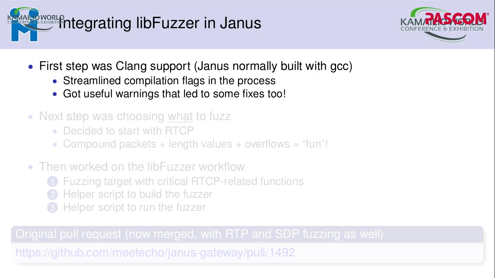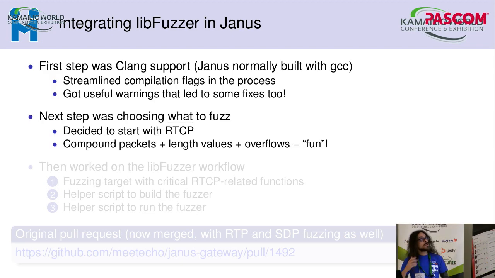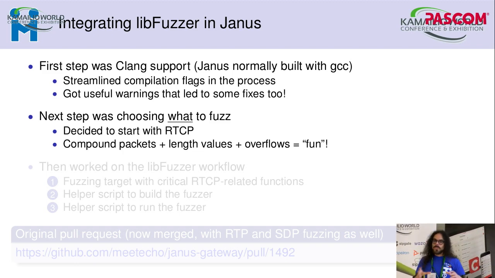Which brings us to how we actually integrated all of this in Janus. First of all, we needed to add support for Clang, which wasn't very troublesome for us. Normally we just built with GCC, but it built just fine with Clang. Still, we got some warnings out of the Clang compilation that were actually red flags. They spotted some things that we were doing incorrectly that we fixed, so it was a nice added value. The next point was, of course, choosing what to fuzz. As I was saying, we cannot just take all of Janus and pass it to libFuzzer. We need to select exactly what we need to investigate and focus on something specifically.